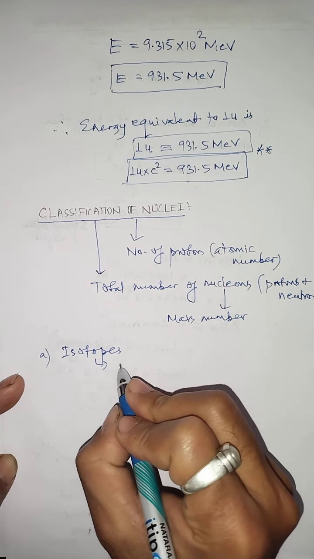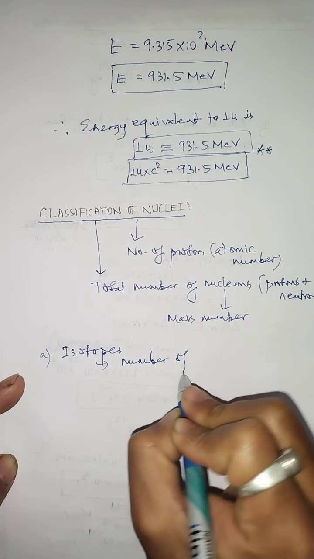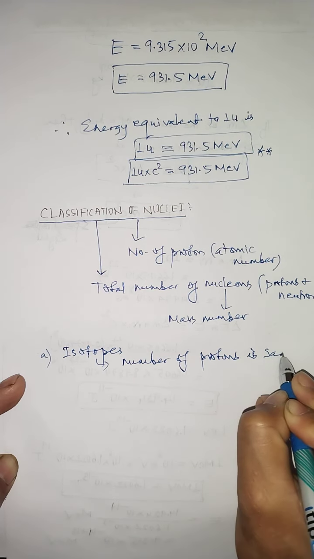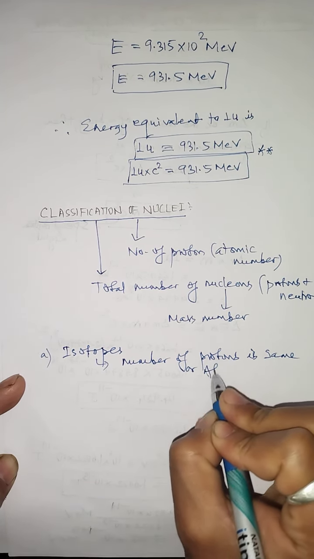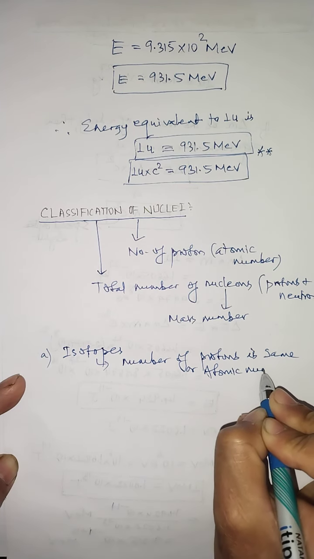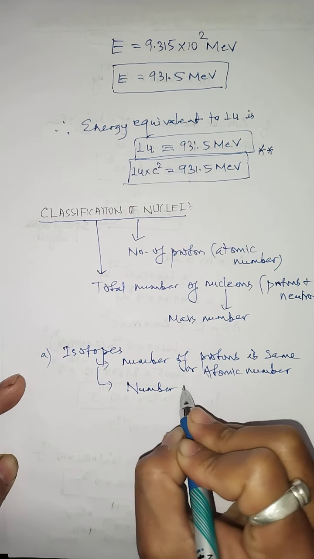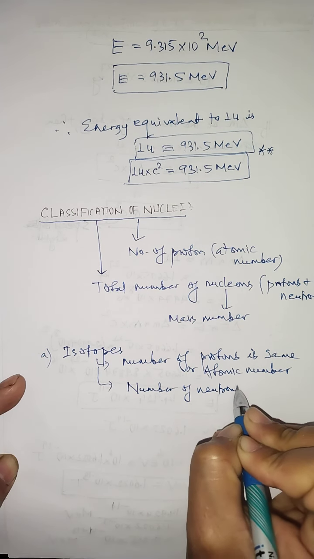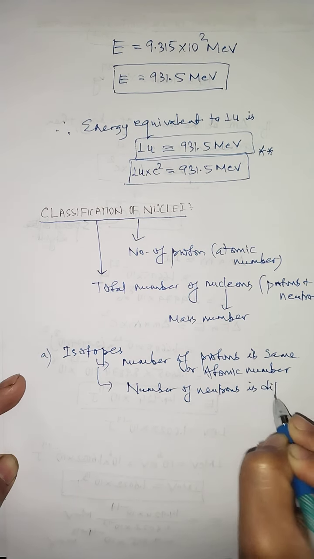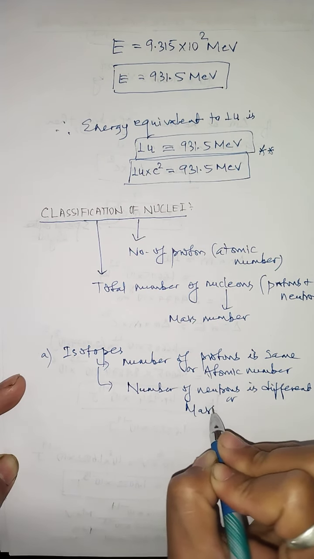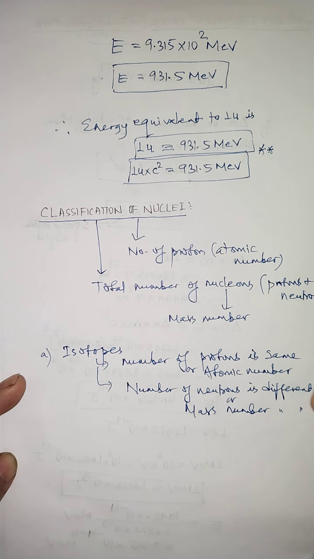Which means in isotopes, the number of protons remains the same. And the number of protons being the same means the atomic number is the same. But the number of neutrons is different. The number of neutrons being different means the mass number is different. So the atoms of any element having the same atomic number but different mass number are called isotopes.